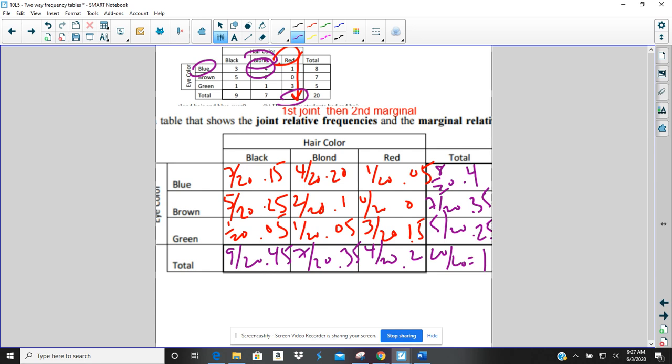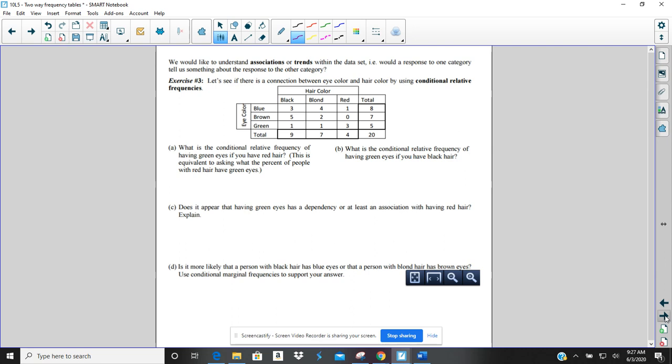Joint is going to be in the middle. It's going to be the joints, and marginal relative frequencies on the outside. Okay? So let's move along, and let's go to now questions associated with it.